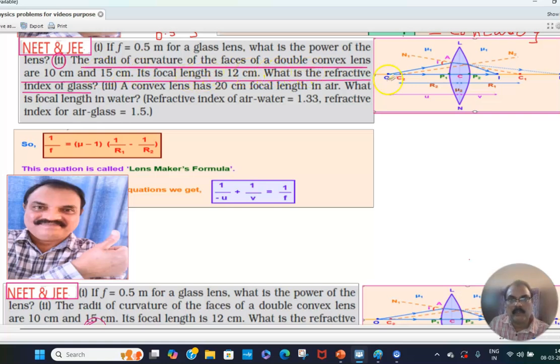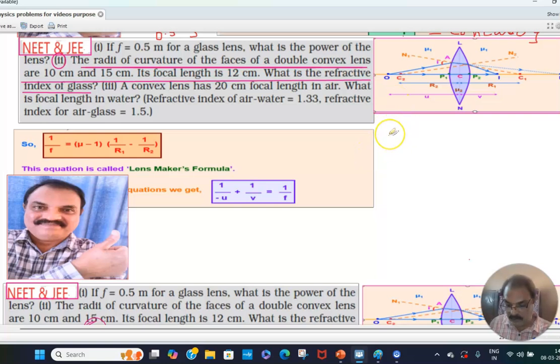The radii of curvature of the faces of a double convex lens are 10 centimeters and 15 centimeters. So two faces are here. The first face will be R1, that will be plus 10. The second face will be this one, concave on this side, so its radius of curvature will be R2. Its focal length is 12 centimeters. What is the refractive index? So it is a direct question itself. Let's start by using the lens maker equation.